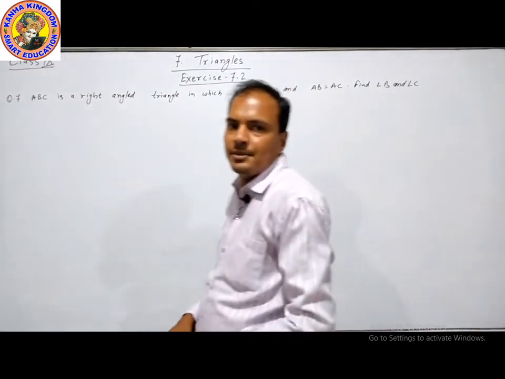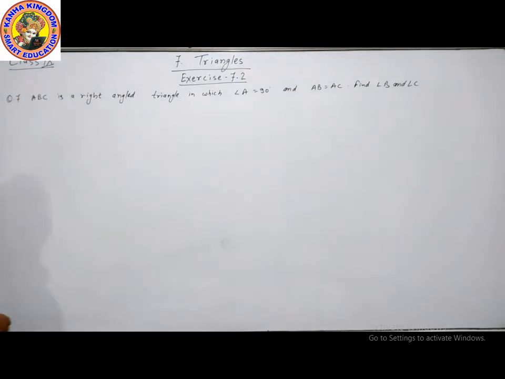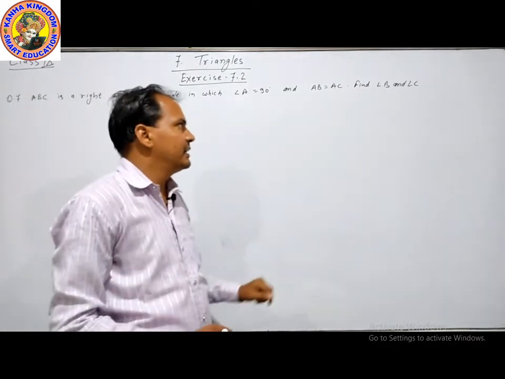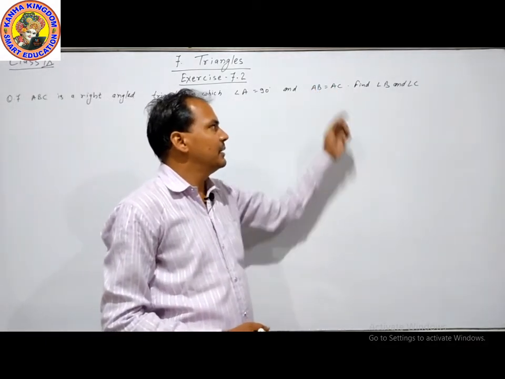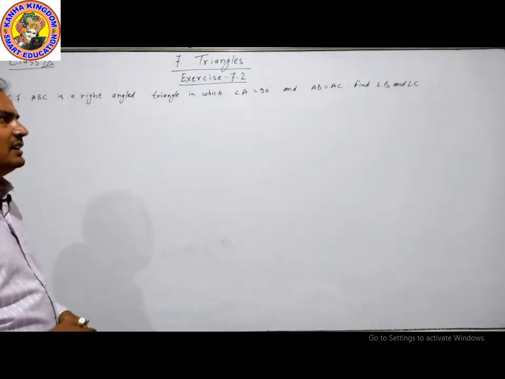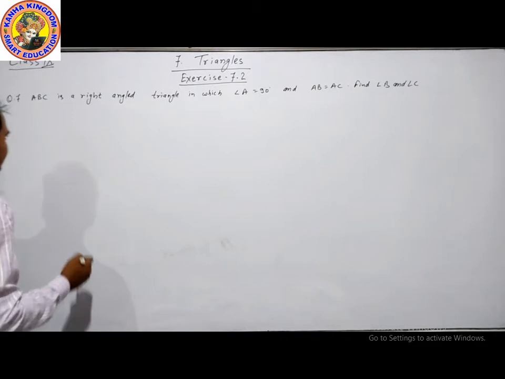So students, our next question is question number 7. ABC is a right angle triangle in which angle A is 90, and given that AB and AC are equal, find the value of angle B and angle C.